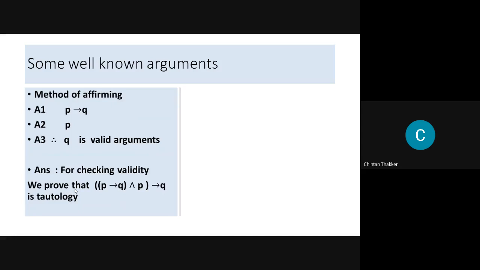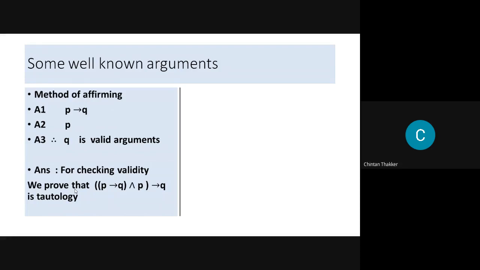Affirming. The method of affirming. Here the argument is P implies Q, P, and therefore Q. Here Q is the conclusion; P implies Q and P are the premises. So our statement is (P implies Q and P) whole implies Q. Okay, so we check whether this is a tautology or not.